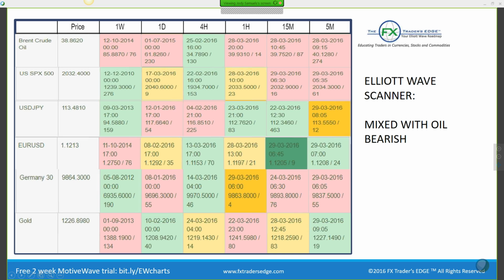So the scanner is mixed, but I think it's going to show some trades. Oh, it's changing. This is just a screenshot from what I grabbed earlier.